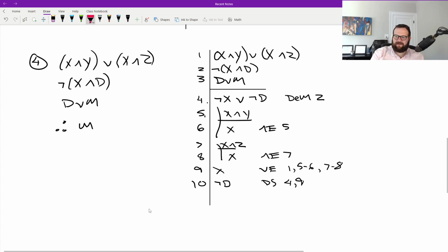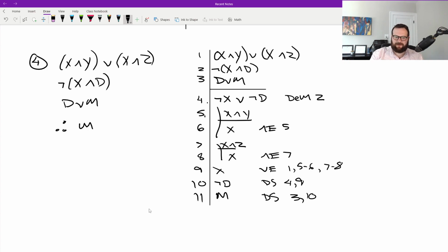That's exactly what we did here to get not D. Notice that on line 4, we have X or not D. On line 9, we have just X. That's the opposite of the left side of the disjunction. Now that I have not D, I can use disjunctive syllogism again to get M. How? On line 3, I know that D or M. And if I now know that D is false, M has to be true. Disjunctive syllogism, 3, 10. Okay.